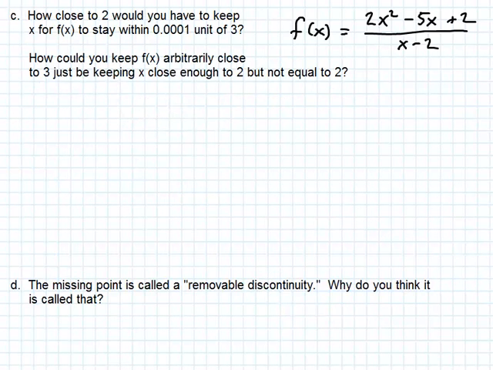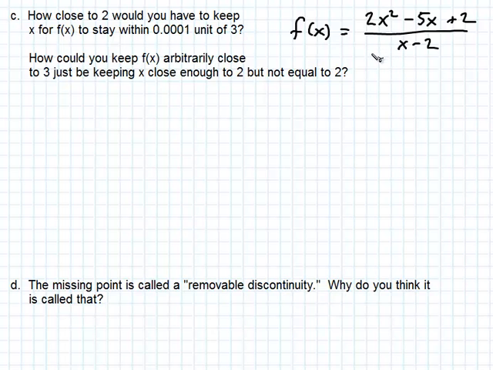Okay, how close to 2 would you have to keep x for f of x to stay within 0.01 units of 3? Okay, and then it asks in more general, how could you keep f of x arbitrarily close to 3 just by keeping x close enough to 2 but not equal to 2? Okay, you keep adding this in because the function may or may not have a value. In fact, this function does not have a value when x equals 2. Okay. We saw graphically that this equation is essentially the equation of a straight line minus a point.